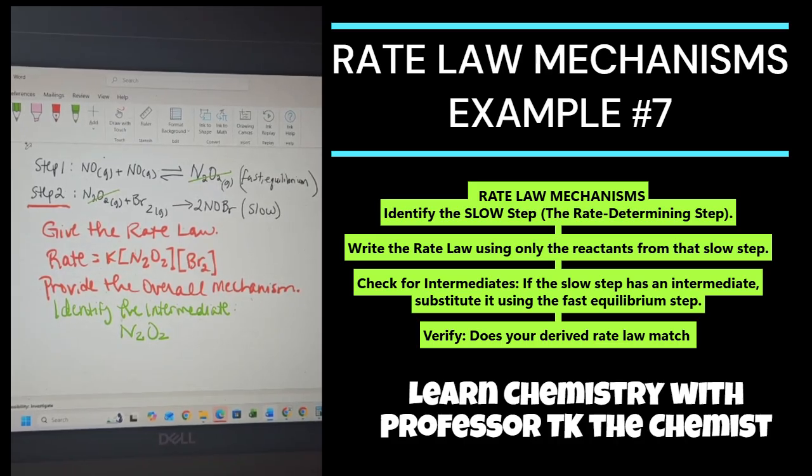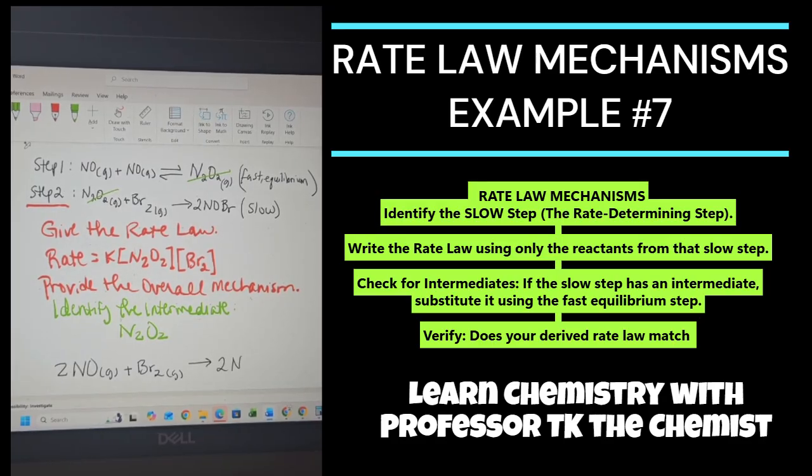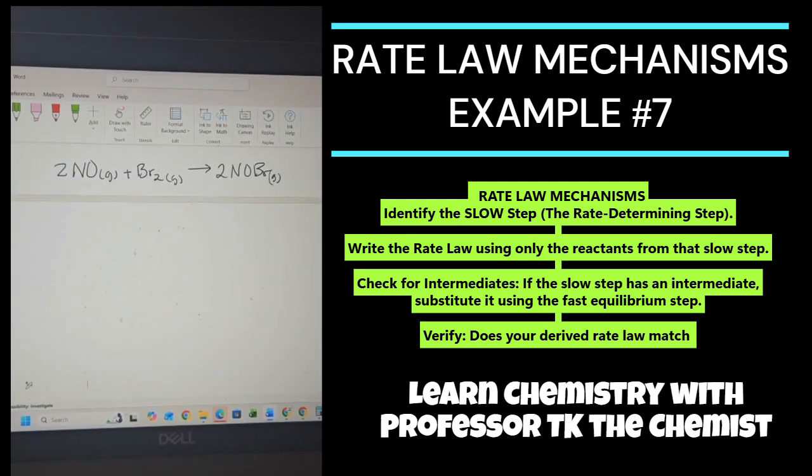Okay? N2O2. And now, the overall reaction in this case, based on what you see here, would be, remember, you have two NOs at the top, right? There are two NOs at the top. So you're going to say 2NO plus Br2 gives you 2NOBr. And just like that, you're done, okay? You are done. So we're going to do another one just to make sure. Okay, here is step 1.